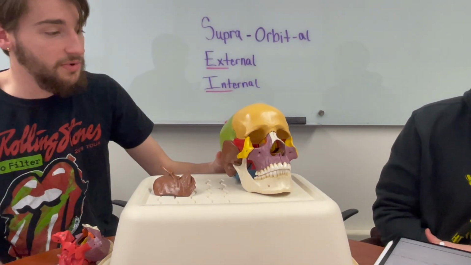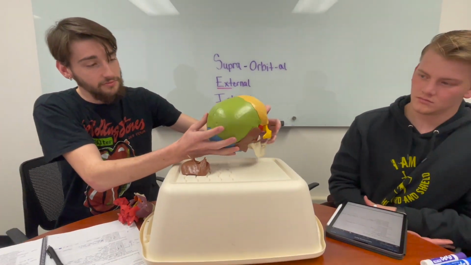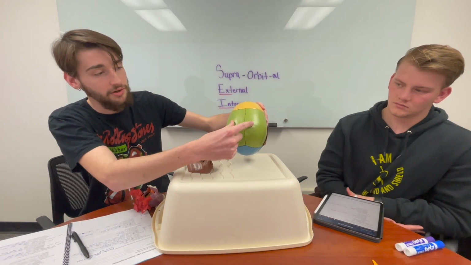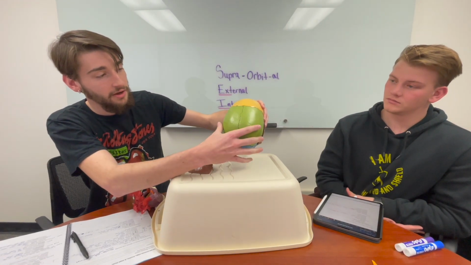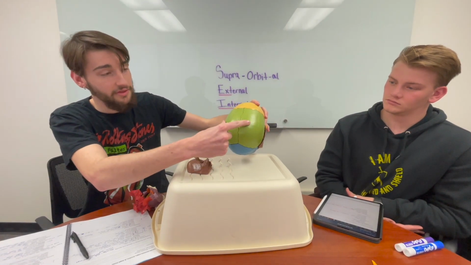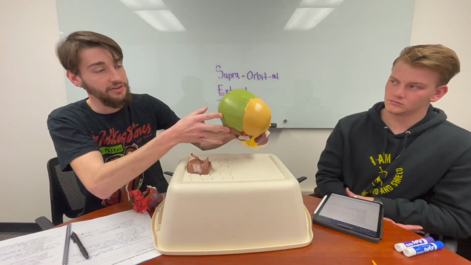And for the next two bones, they're paired. These are the two parietal bones, these green bones right here. There's two of them and they're paired together, the paired parietals. They sit on the top of your head.